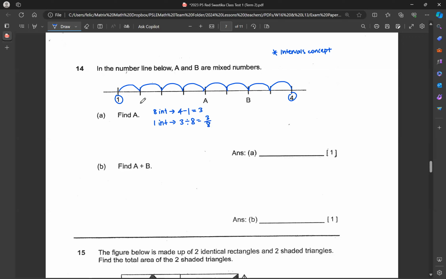How I know divide by 8? Because this is a total value of 3, you're splitting up among 8 intervals. So it's like finding 1 unit, 8 units, 1 unit, then you take right side number divide by 8. All right, same idea here.